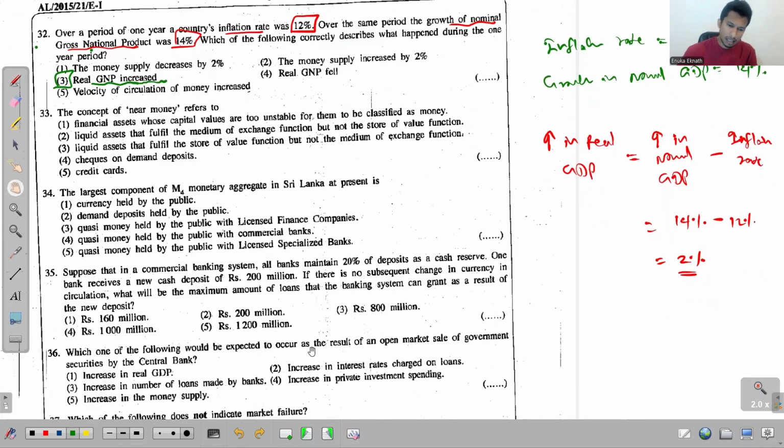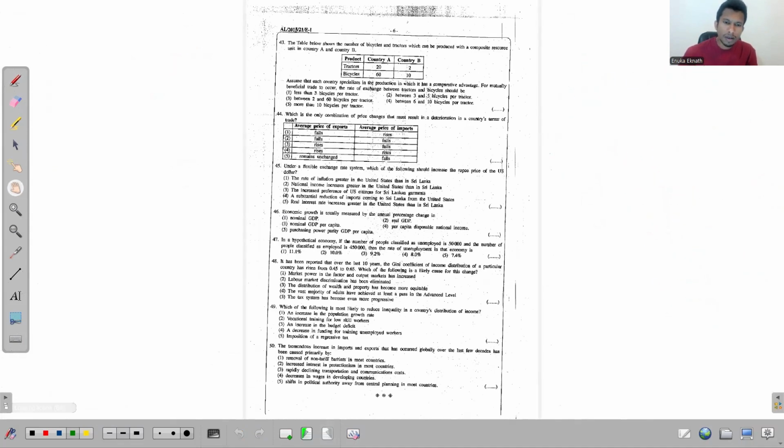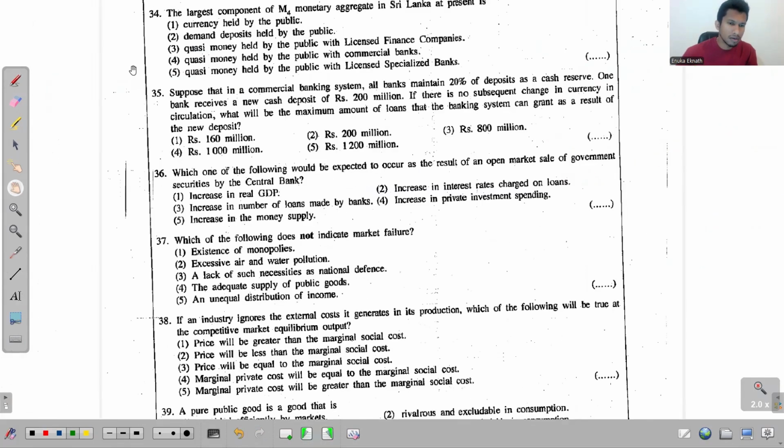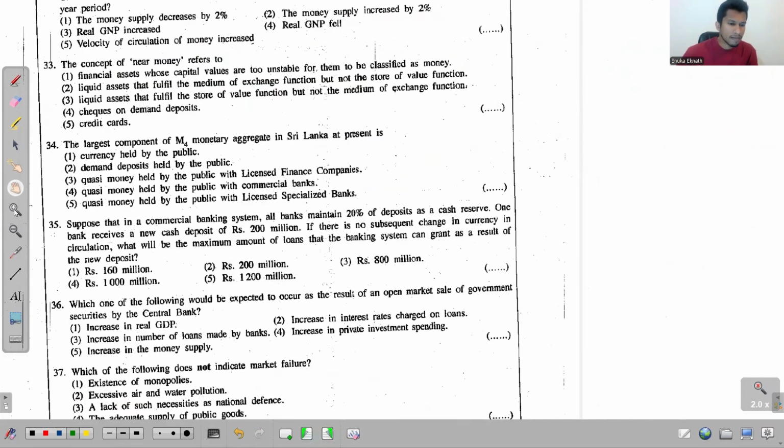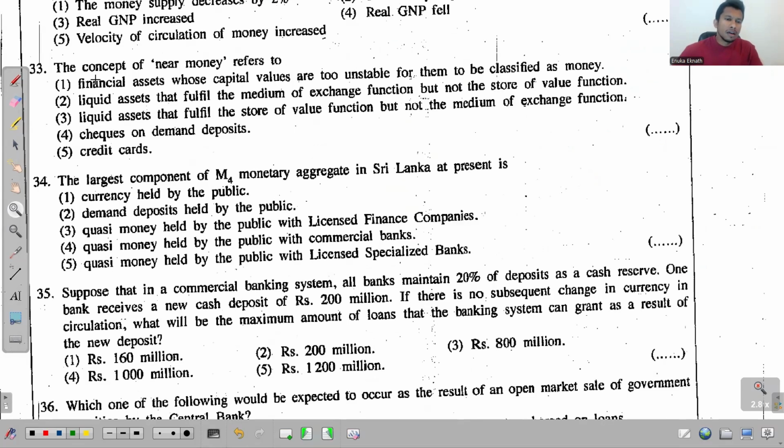Right, look at this question 33 now. It says the concept of near money refers to. Wait, I'll show you the note related to that. And once I show you the note, there's nothing to discuss here in this question.